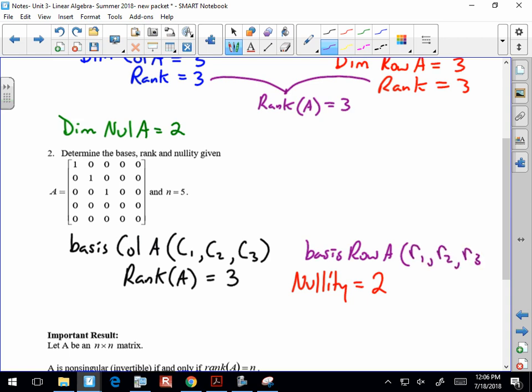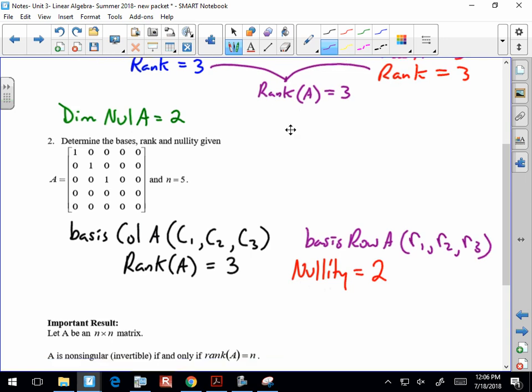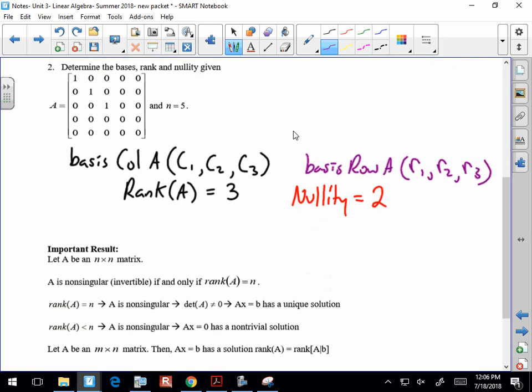Why is the nullity 2 again? Because the sum of the rank and nullity equals n. n is the number of columns. And also, we were talking about the basis of the column space and the basis of the null space, that the basis of the null space is always made up of the free variables. So once we identify the pivots, we're looking at these making up the basis of the column space. So everything else is going to make up the basis of the null space.